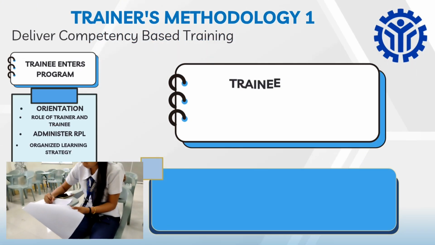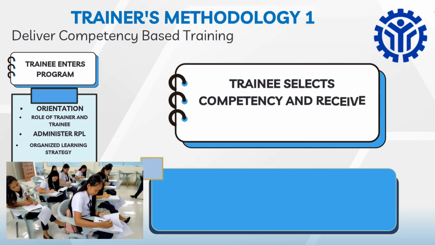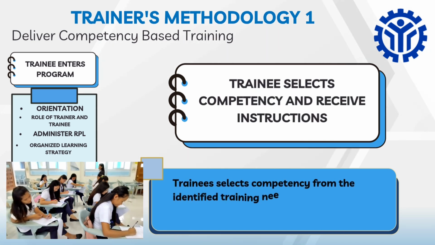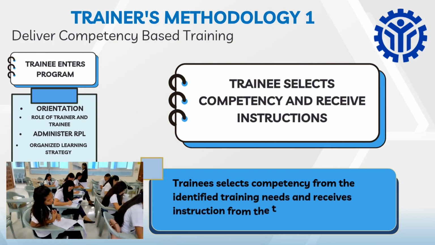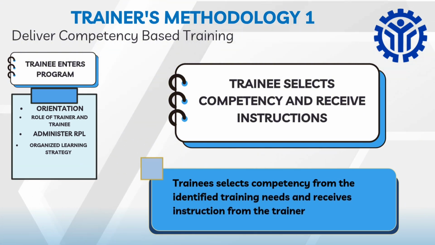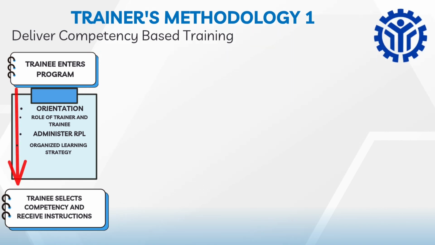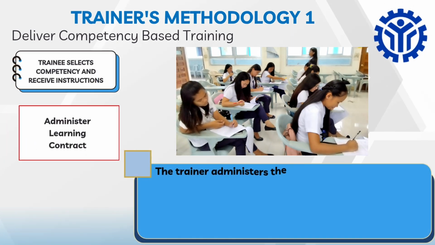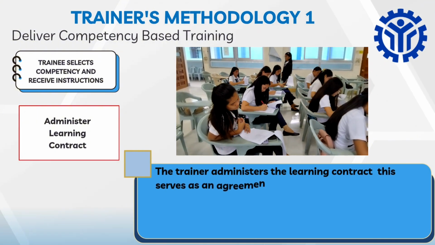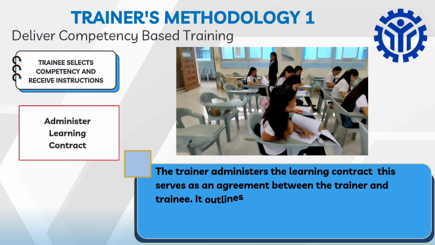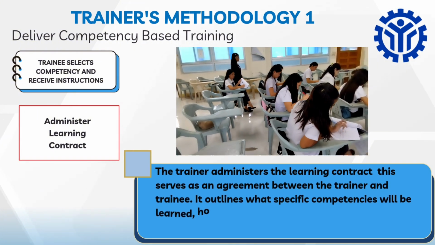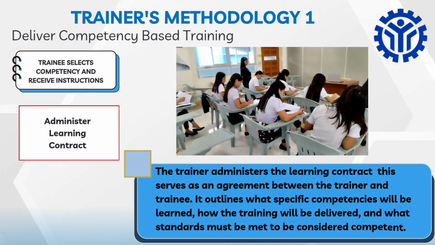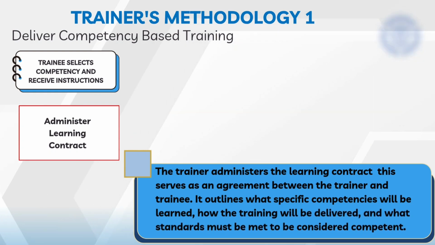After that, the trainee selects competency and receives instruction. Trainees select competency from the identified training needs and receive instruction from the trainer. Administer learning contract. A learning contract is an agreement between the trainer and the trainee. It outlines what competencies will be learned, how they will be achieved, and how performance will be assessed.